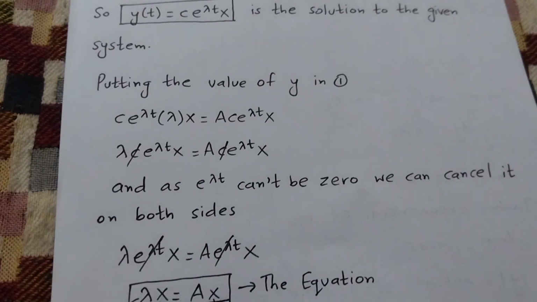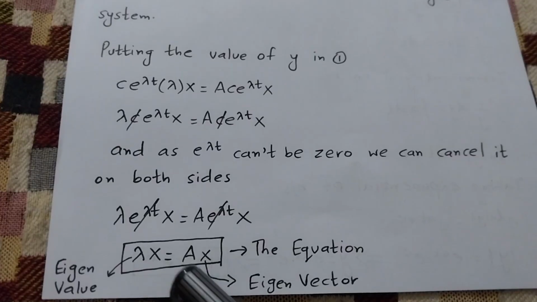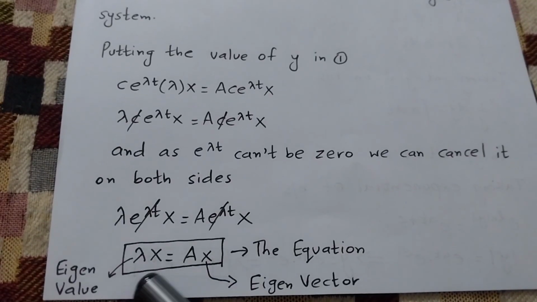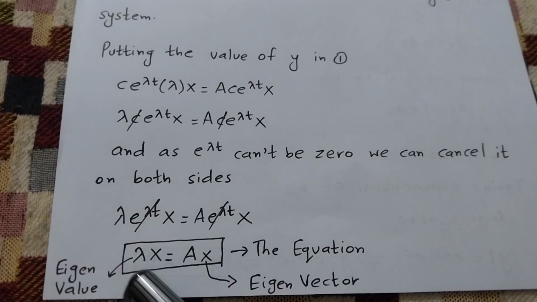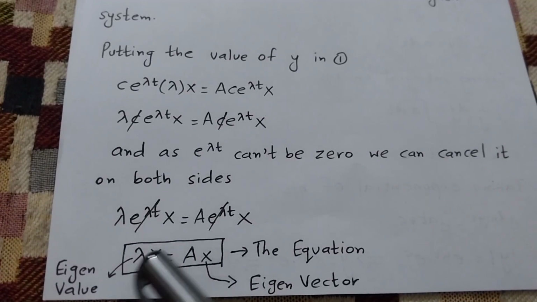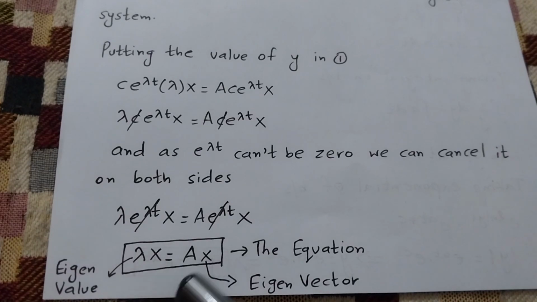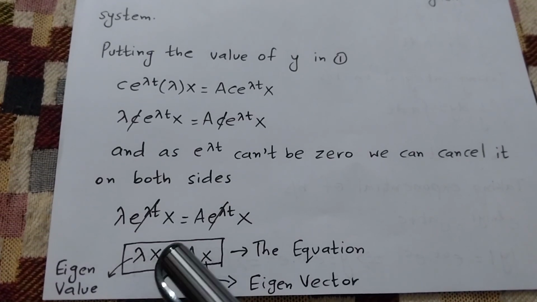So what we get is the equation which we are interested in: lambda x is equal to Ax, and this is basically the fundamental equation which gives us the concept of eigenvalues and eigenvectors. Lambda here is called eigenvalue, and the x involved here is called eigenvector. And this is basically the concept of eigenvector and eigenvalue.